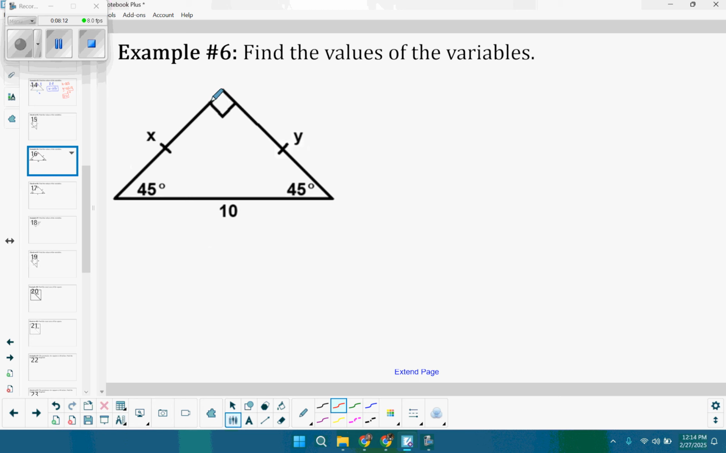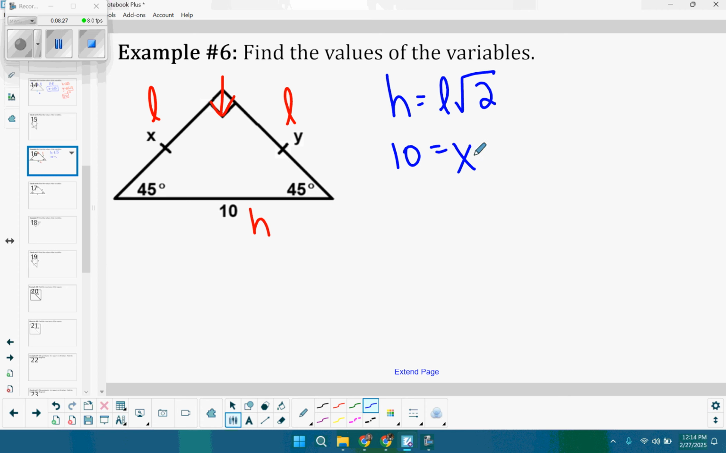All right, example 6. Right angle makes this our H. Other two sides are both L. I'm going to set up H equals L times the square root of 2. So 10 equals, I can pick x or y, let's say x times the square root of 2. To get rid of the square root of 2, we're going to divide on both sides. It cancels out on this side, but there's nothing to cancel out on this side.